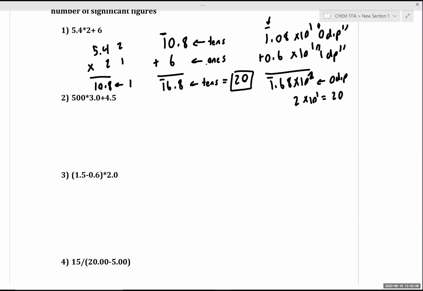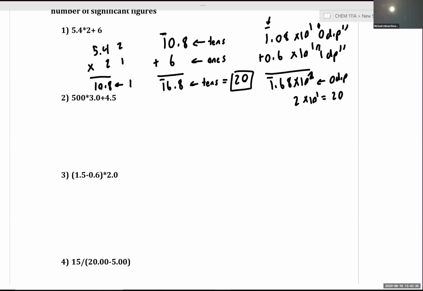I mean, kind of, not completely. So rounding to 17 is not correct. It has to be up to 20, because 17 would have a digit in the ones place, and you're looking at your two numbers. 10.8 only has a significant figure in the tens place. Okay. Does that make sense? Yeah.